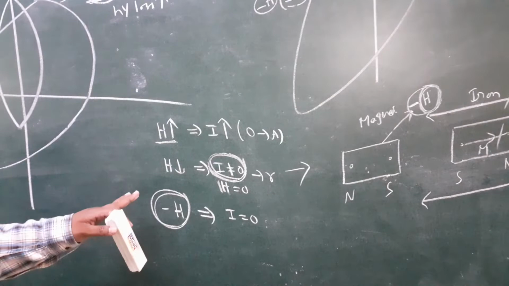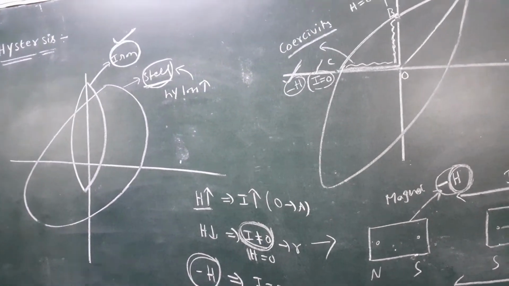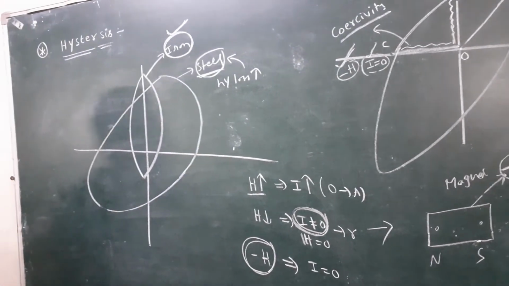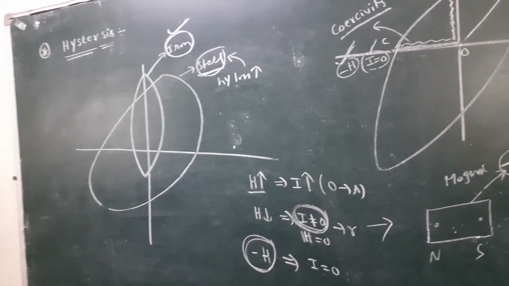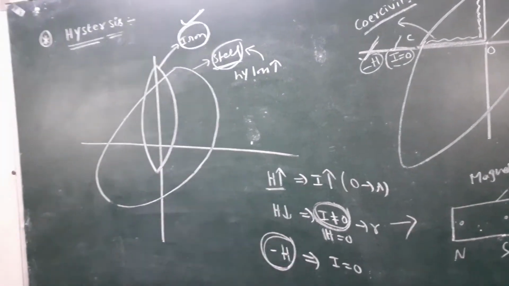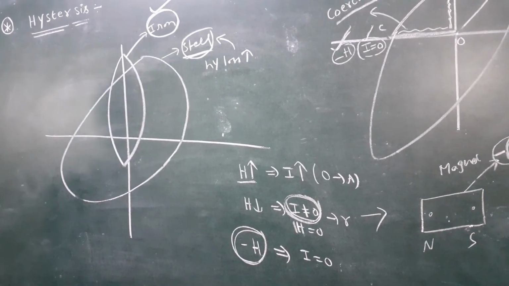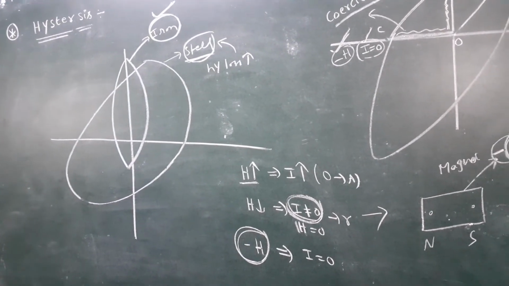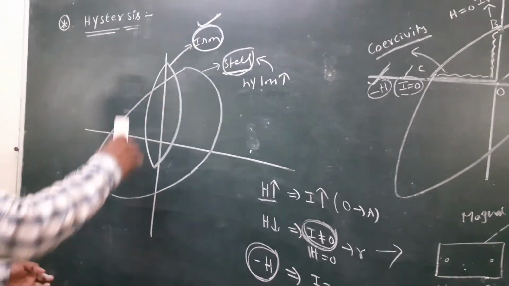This is the graph. If the area of the loop is more, the hysteresis loss is also more. Among these ferromagnetic cases, which area is less? Iron in the periodic table. So that's why iron can be used to make transformers, because energy loss is less. So that's why we use iron metal to make the transformer.